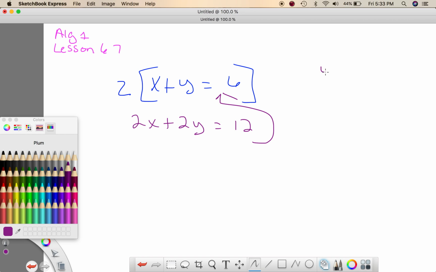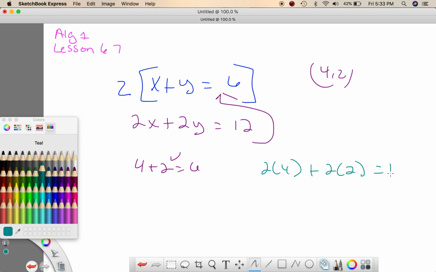If we take the ordered pair 4, 2, let's see if it makes this equation true. Okay, it works for the first one. Now what about the second one? So 2 times 4 plus 2 times 2 equals 12. Let's see, does 8 plus 4 equal 12? Yes, 12 equals 12. So they're both true. They have the exact same solution.